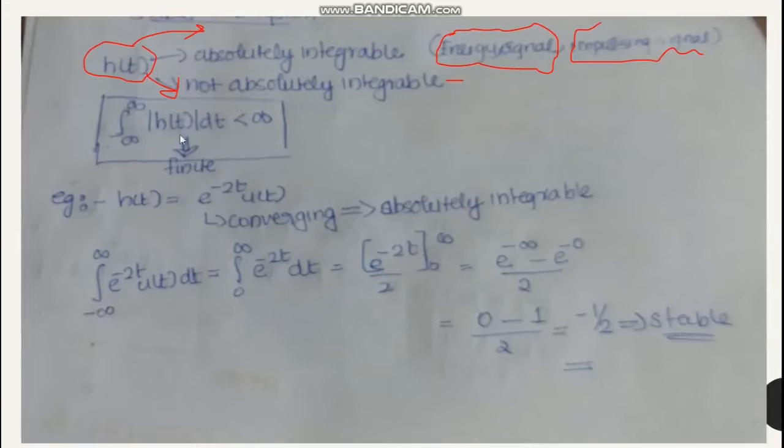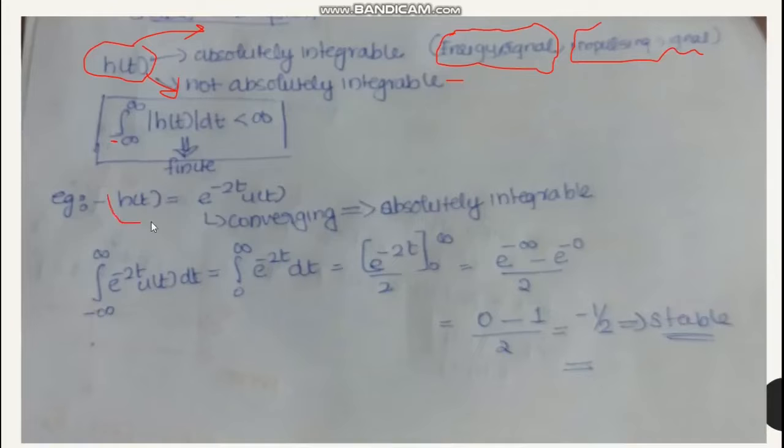Now, for a system to be stable, the integral from minus infinity to infinity of mod h(t) dt should be less than infinity. So if you take the integration of mod h(t) dt, it should be less than infinity, that is, it should not be equal to infinity, or this value should be finite. Such systems are known as stable systems.